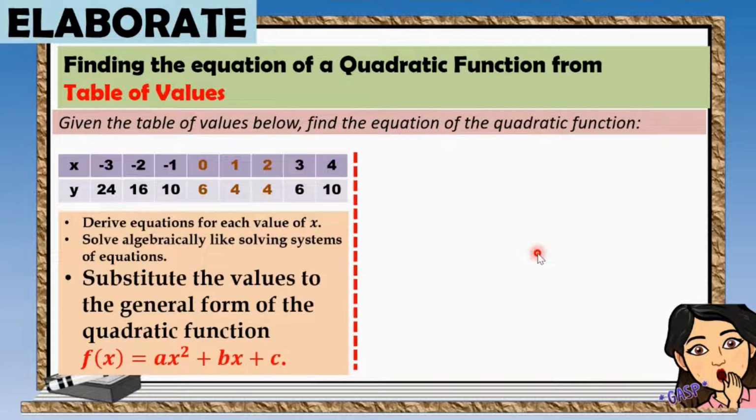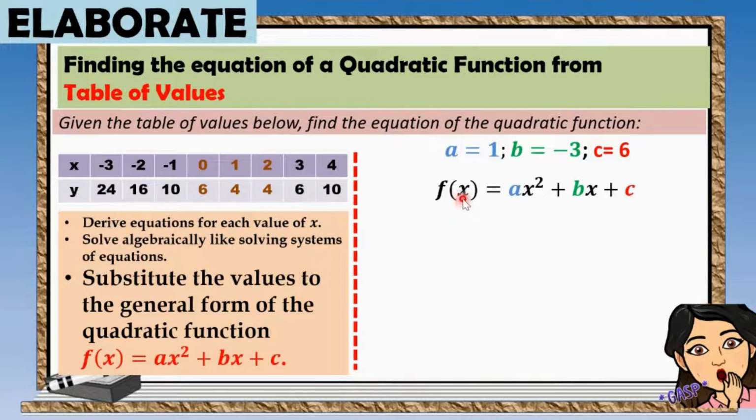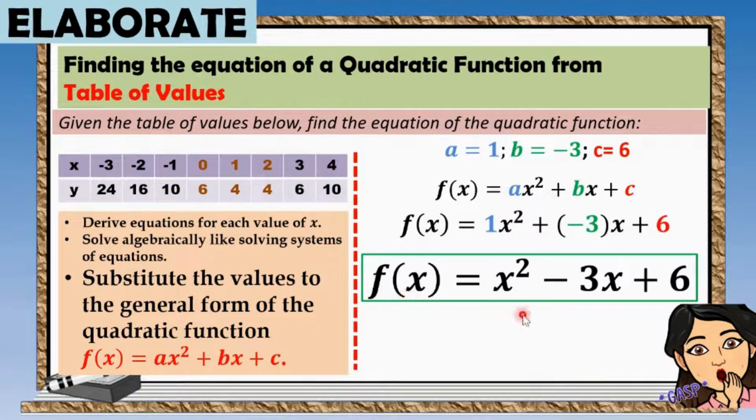Now, let's go to step 3. A is equal to 1, B equals negative 3, C equals 6. Substitute na lang natin. Since naka-color-coded na din naman siya, substitute natin. So, we have f of x equals 1x squared plus negative 3x plus 6. Simplify. So, the equation is f of x equals x squared minus 3x plus 6. So, this is your equation.